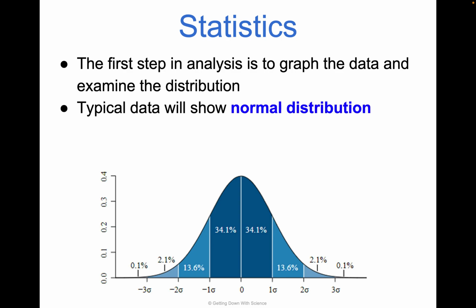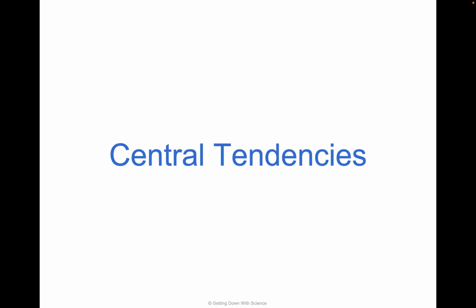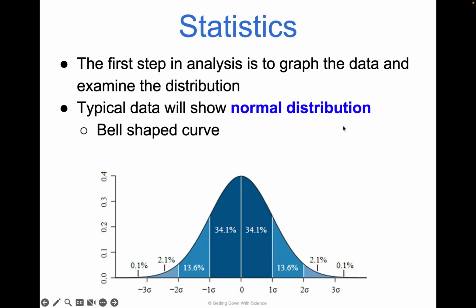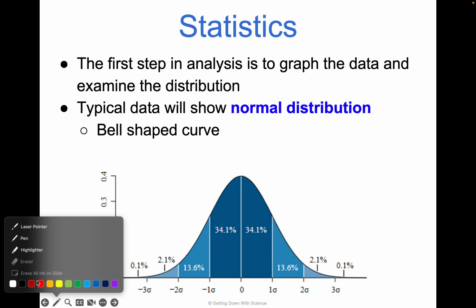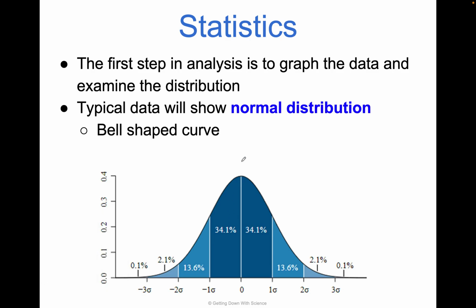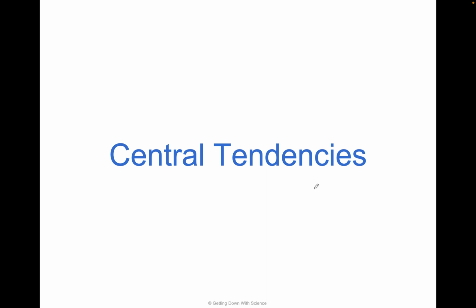Typical data shows a normal distribution. We call this a bell curve shape, because it's curved like this and looks like a bell. Right in the middle, we have our mean, our average, and then everything falls away either above or below the average. So this is what we are looking for in normally distributed data.